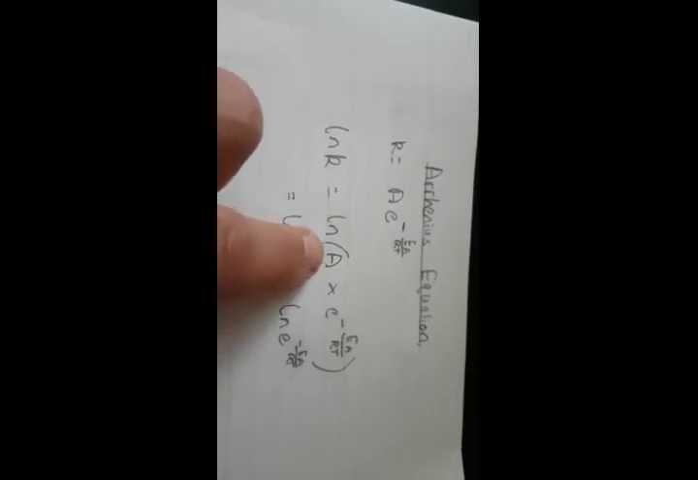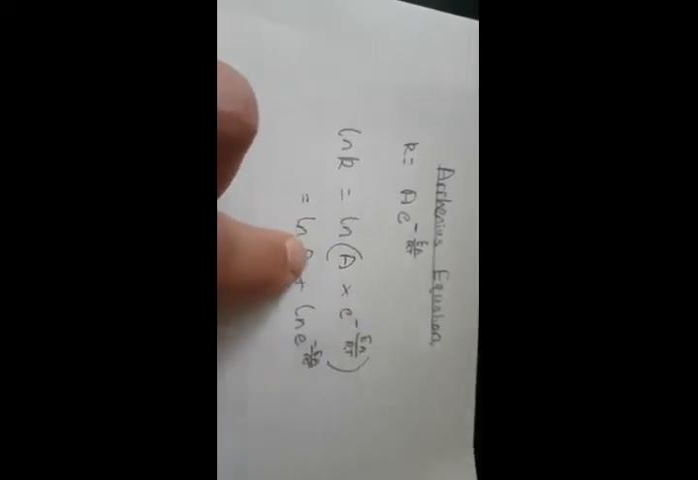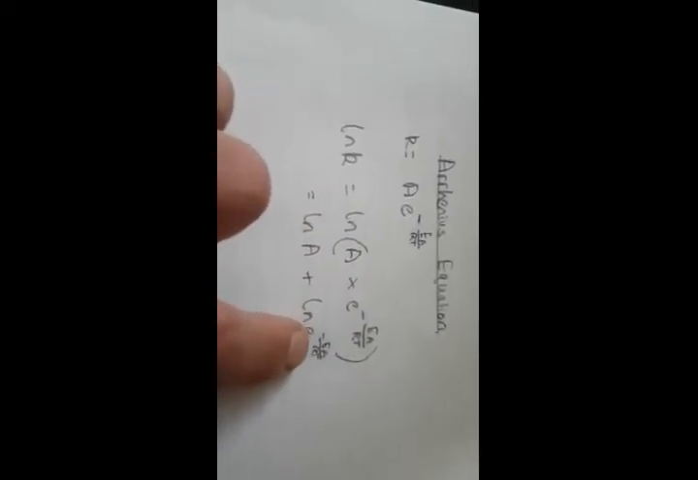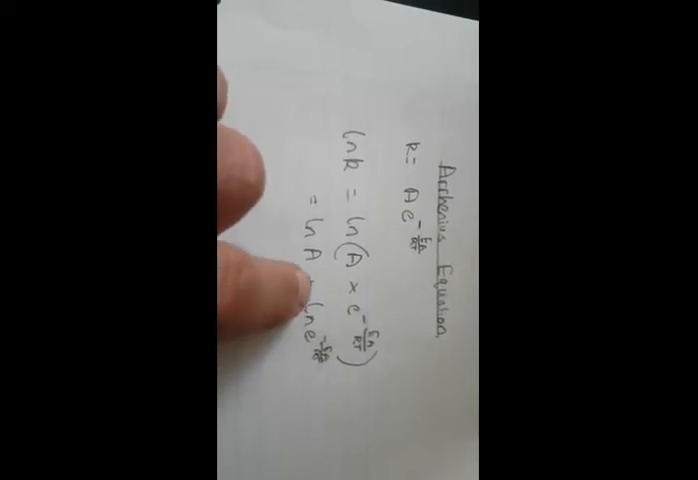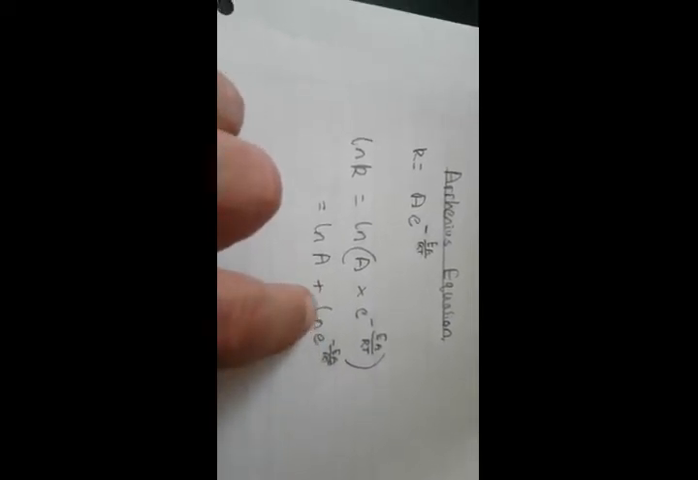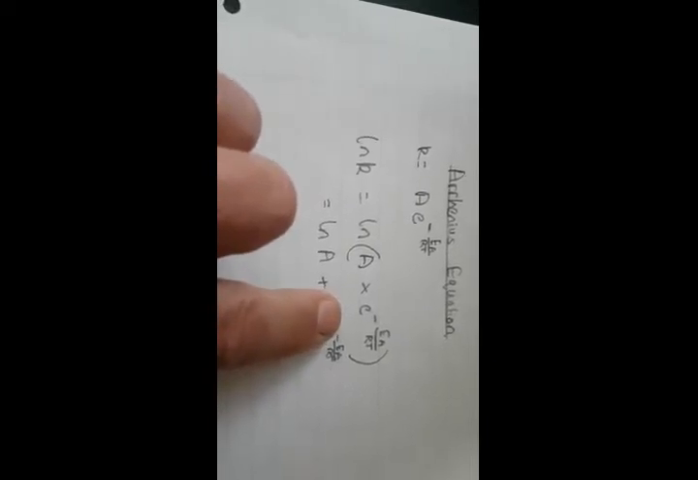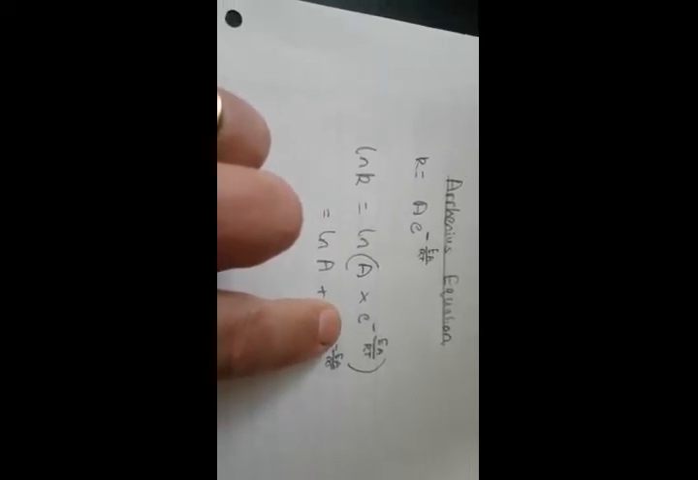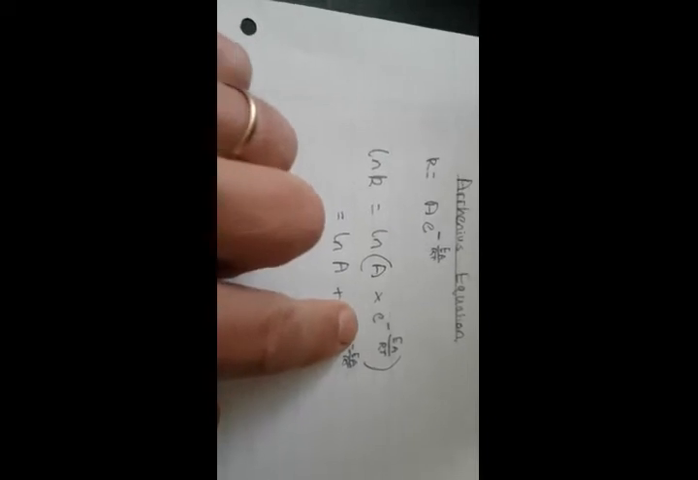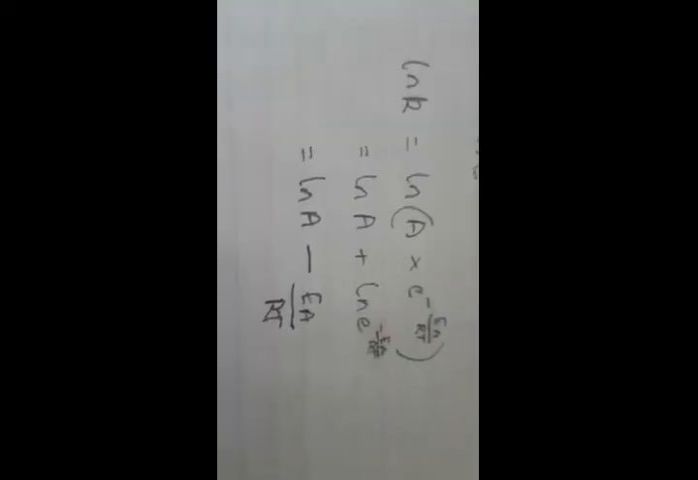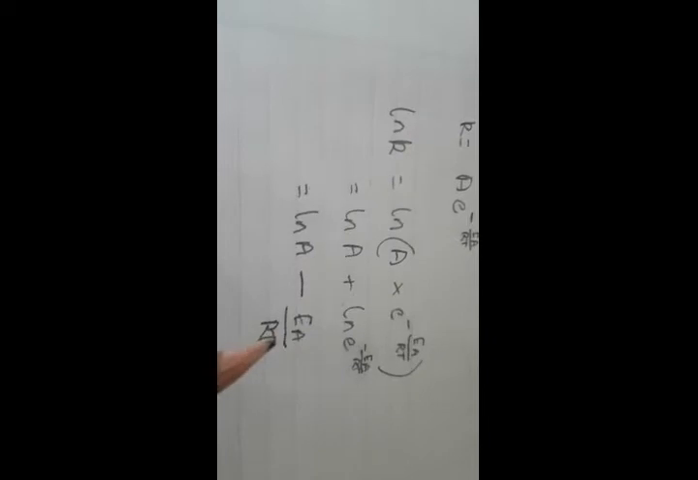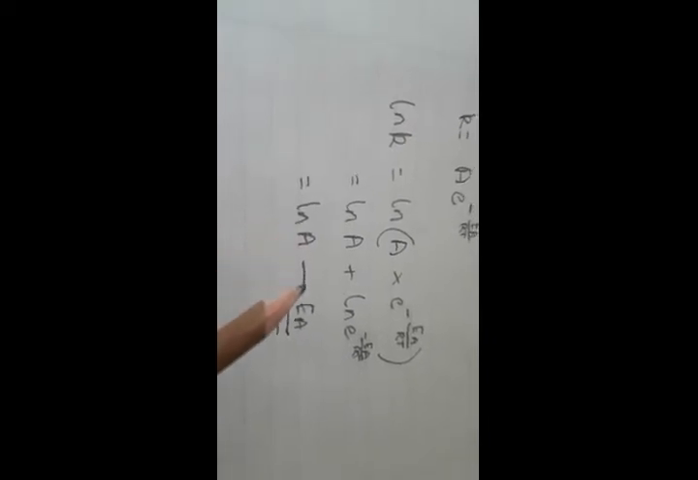First thing we did was take the natural log of both sides, but we'd already established that ln of a times e can be rewritten as ln of a plus ln of e. But we can now simplify this part of the expression. You've got an ln and an e, they cancel each other out, and you are basically left with this on this side. So we've now got our right hand side reading ln a minus ea over r times t.